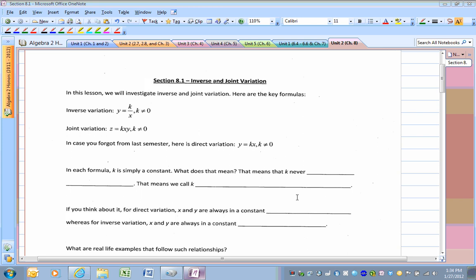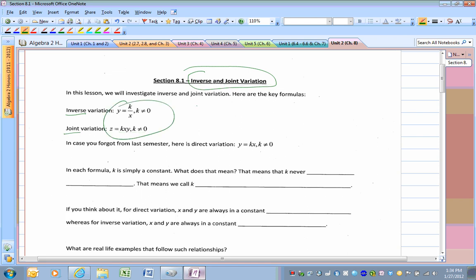Okay. All right, anyway. So section 8.1 is about inverse and joint variation. So we're starting a new chapter today. The formulas you need for both inverse and joint variation are right here. Now these you will have to memorize. What's joint variation? I'm going to get there. I haven't explained it yet. Just be patient.